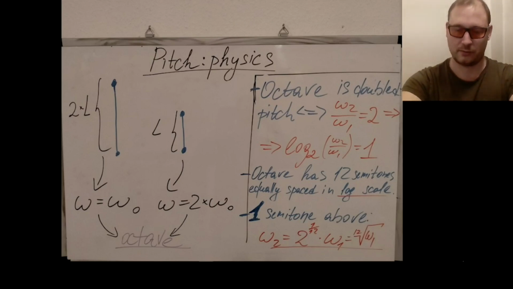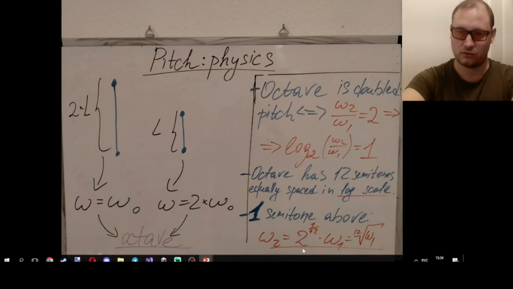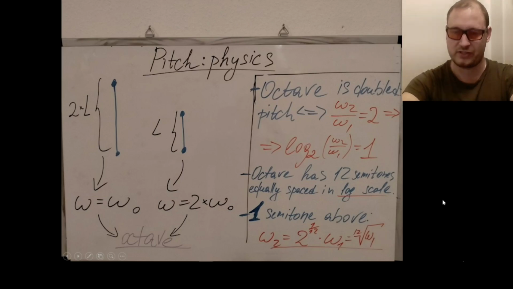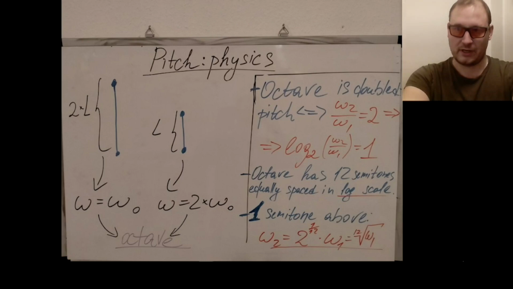And in modern Western music, the mostly used system is the so-called equally temperate scale, which divides the octave into 12 identical intervals in a logarithmic scale, which means the two pitches which are separated by 1 semitone will always have a pitch relation of 2 to the power 1 over 12, which is actually the 12th root of the number 2.